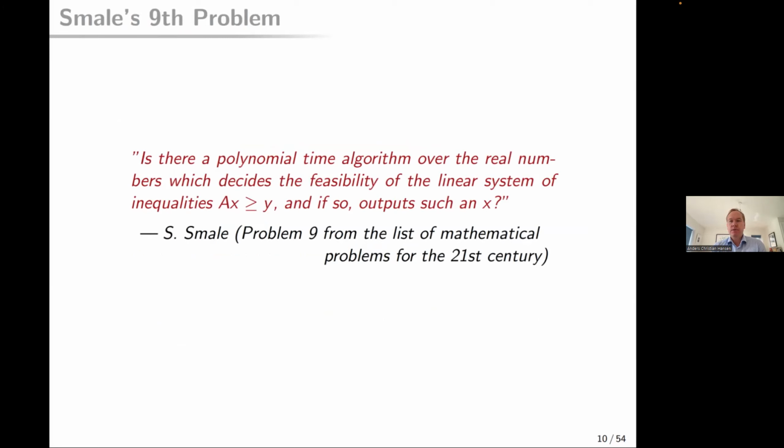Now, this problem is phrased in the BSS model, the Blum-Shub-Smale model, where we talk about computers that work with real numbers. If you're a computer scientist, this problem would typically be phrased as, is there a strongly polynomial time algorithm for linear programs? I'm going to talk a little bit about that subtlety in a couple of slides. Anyway, this is Smale's ninth problem from the list of mathematical problems for the 21st century.